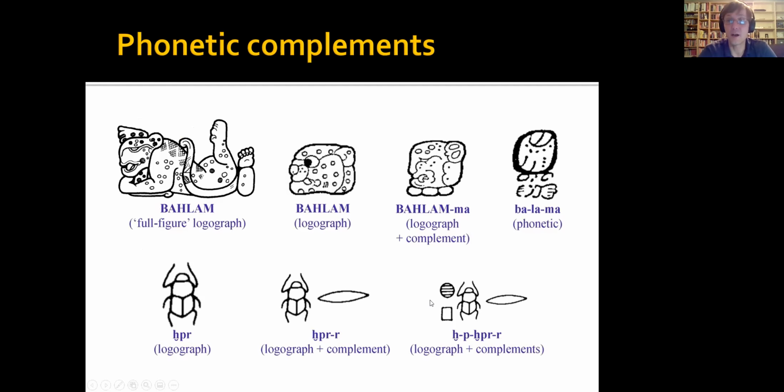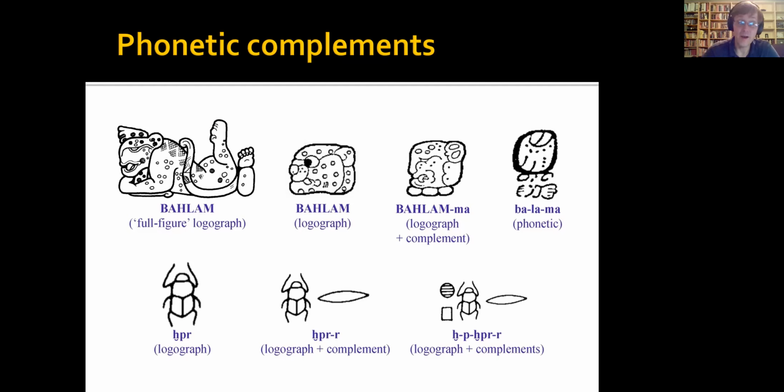Maya writing uses phonetic complements, so signs which are not pronounced themselves, but are used to clarify the reading of the logogram. Phonetic complements are common in all writing systems in one way or another. The Egyptian writing system routinely relies on phonetic complements. So you want to say kheper for scarab, and then you can spell it as kheper re, or in fact, you can spell it as khe kheper re, even though the need for that is not entirely clear. It looks like over-complementation, over-indication of the phonology of the logogram.